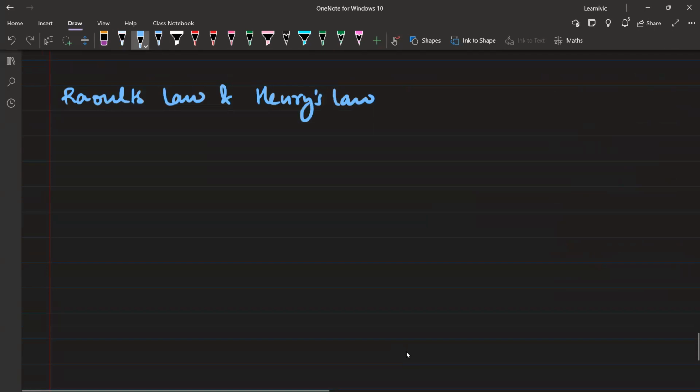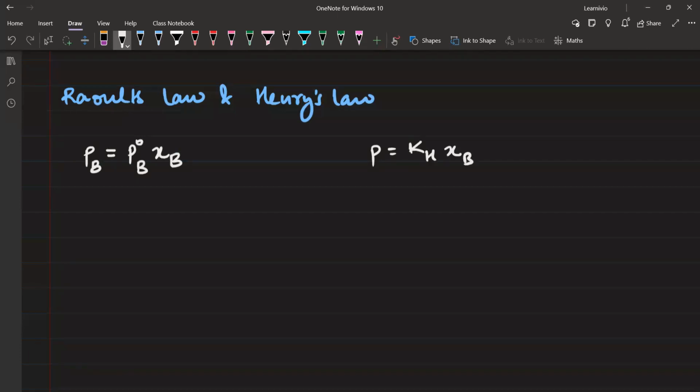Okay. Now, Raoult's law and Henry's law, these are very interesting. We can say that Raoult's law is a special case of Henry's law. How? If we see, the pressure due to B is equal to P naught B into chi B. Very similarly, the pressure is equal to KH into chi B in the case of Henry's law. Now this P naught B, what is it? It is the vapor pressure of pure B.